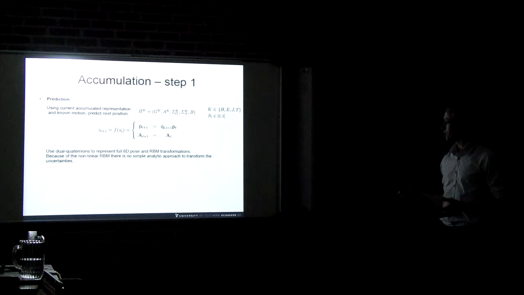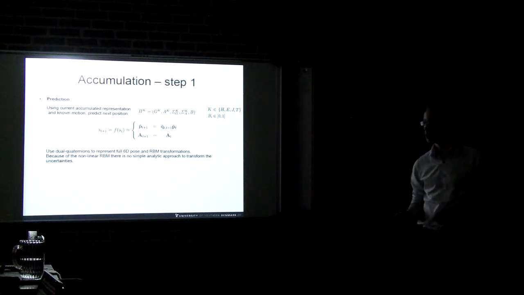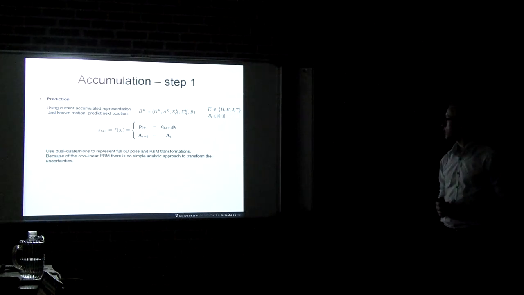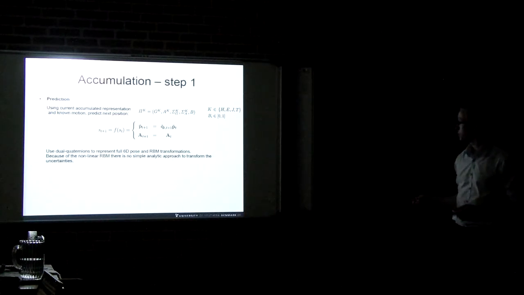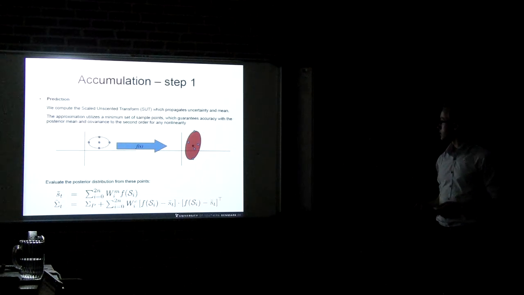And here, for simplicity, we assume for now that appearance stays constant. This is not necessarily true, but we use that simplification. Rigid body motions are computed using dual quaternions, and because of this, there's no analytic approach to transform our uncertainties. That's why we use the unscented transform, which is basically a Monte Carlo-like approach.